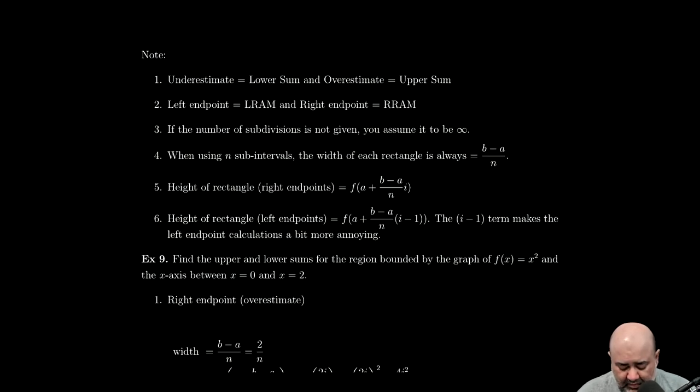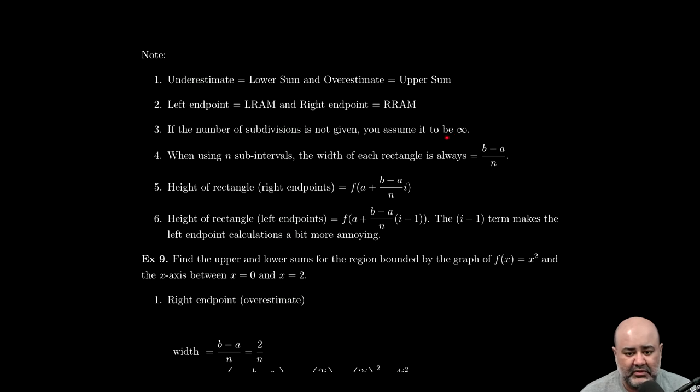So here's just a reminder of vocabulary that we've already discussed in class. An underestimate is also called a lower sum, and an overestimate is called an upper sum. These two can be used interchangeably. The left endpoint is also known as the left rectangular approximation method, and using a right endpoint is also called the right rectangular approximation method. Now, if you're asked to use Riemann sums, but you're not given the number of subdivisions, you assume it to be an infinite number.